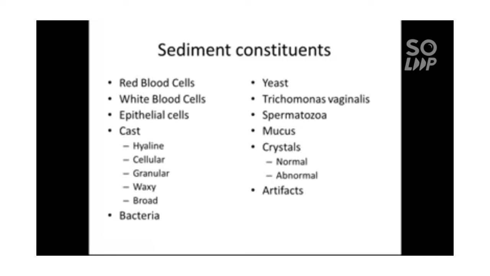Sediment constitutes our red blood cells and white blood cells, which are typically abnormal in the urine sediment, epithelial cells, which can be normal. Casts, hyaline casts can be normal in small amounts, but cellular, granular, waxy, and broad casts are abnormal. Bacteria, there can be a small, minute amount of bacteria depending on the collection method, but typically high bacteria is abnormal. Yeast, Trichomonas vaginalis, sperm, mucus, crystals, meaning abnormal and normal, and artifacts can also be found in the sediment.